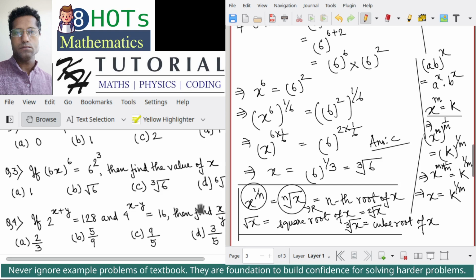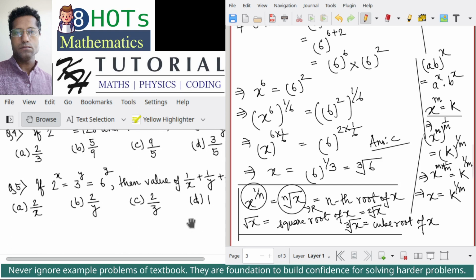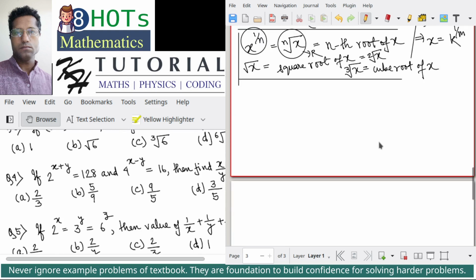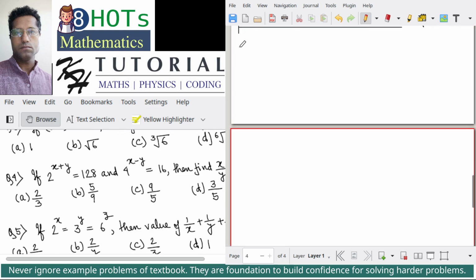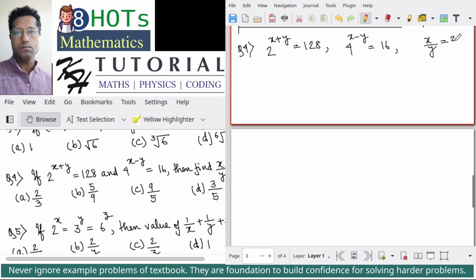Okay, let's do question number 4. We have two equations. One is 2 raised to the power x plus y is equal to 128, and another equation is 4 raised to the power x minus y is equal to 16. We have to find the value of x by y.